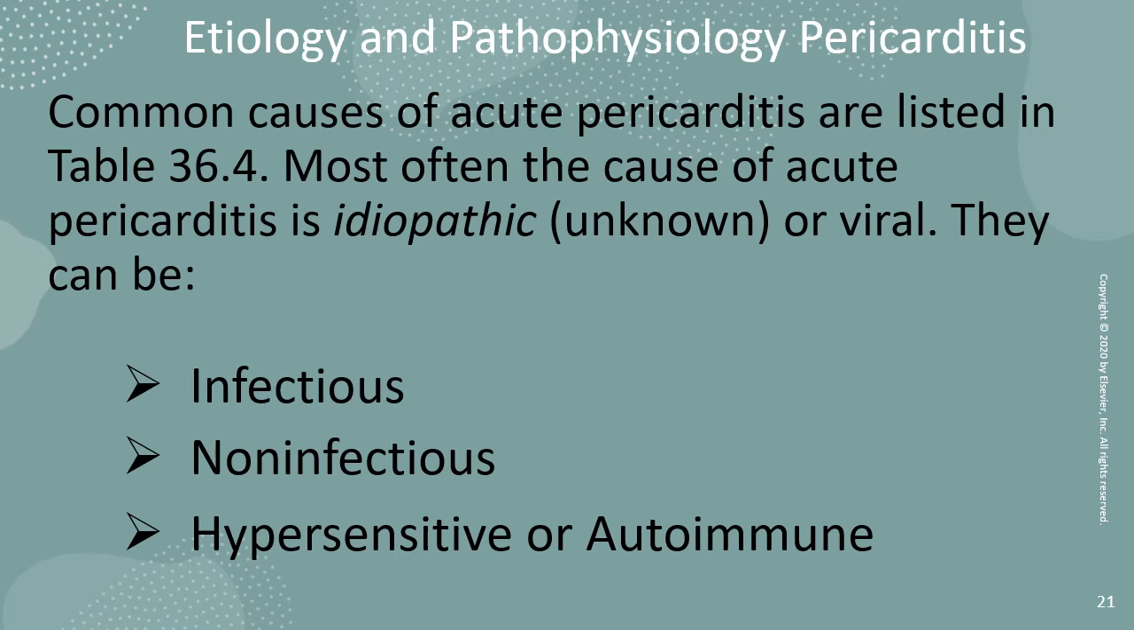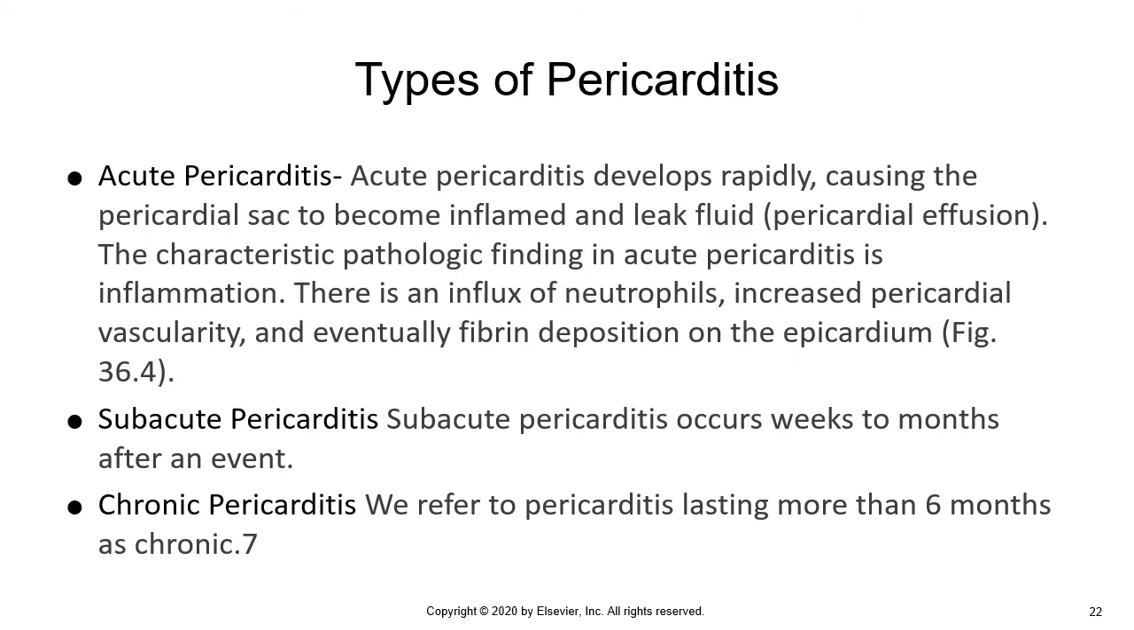Hypersensitivity or autoimmune causes would be something like Dressler syndrome. It might also be drug reactions, post pericardiotomy syndrome, rheumatic fever, or rheumatological diseases. There are three types of pericarditis: acute, subacute, and chronic. Acute pericarditis develops rapidly, causing the pericardial sac to become inflamed and leak fluid. We call that a pericardial effusion.